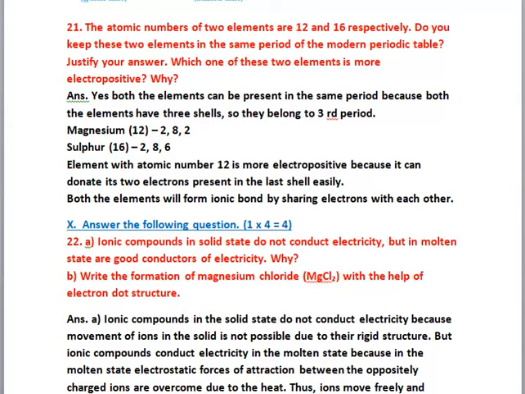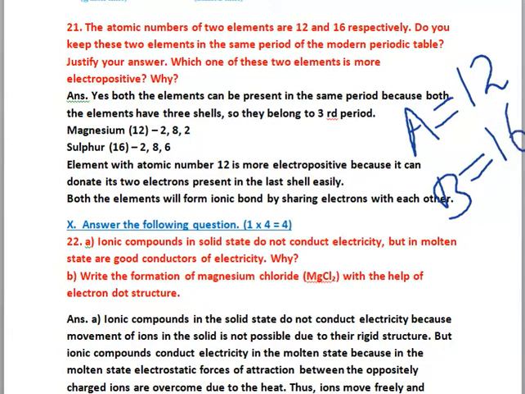Okay, this question is from your periodic classification of elements. The atomic numbers of 2 elements are 12 and 16. Let us name them A and B. The atomic number of element A is 12 and the atomic number of element B is 16. Do you keep these two elements in the same period of the modern periodic table? Justify your answer. Which one of these two elements is more electropositive? Why?